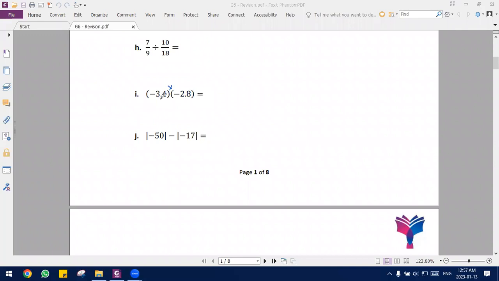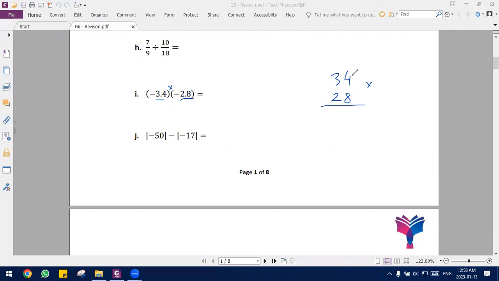And now 3.4 times 2.8. Now multiplying decimals might be hard for you, but you know how to multiply two-digit values. So let me forget about the decimal point now. So 3.4, I will write it as 34. And 2.8, I will write it as 28 without the decimal. I will add it at the end. And I need now to multiply them.